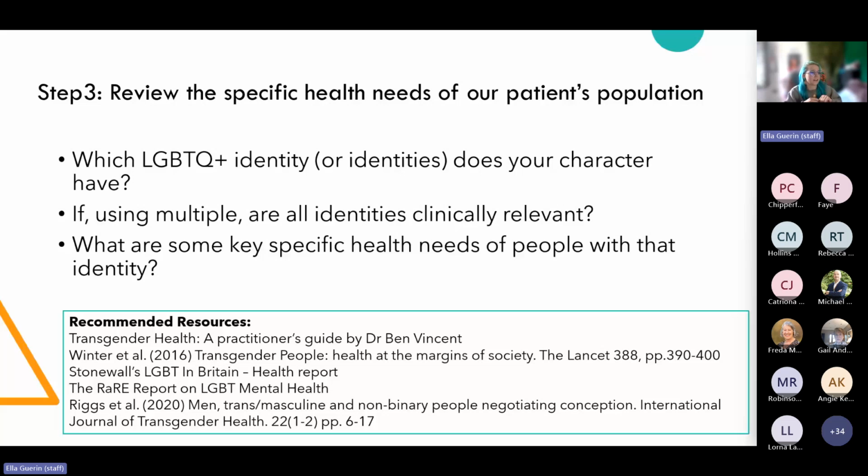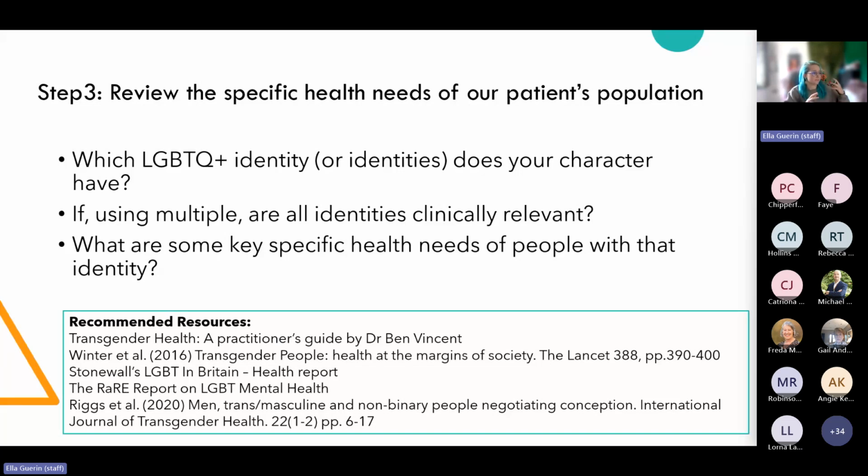I think the book by Dr. Ben Vincent, Transgender Health Practitioner's Guide, is absolutely brilliant. It does read a bit more like it's been written from a medical perspective, and that is Ben Vincent's background as a physician, but it absolutely is applicable to nursing and midwifery practice. It's very accessibly written and really does cover so much of trans and non-binary healthcare, which is absolutely brilliant.